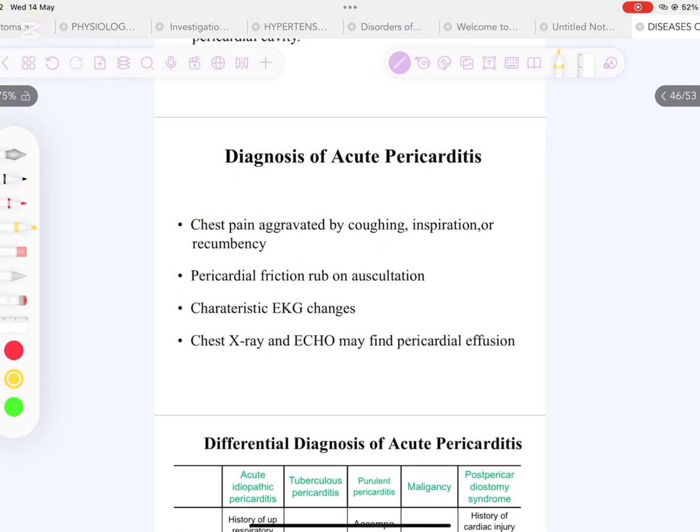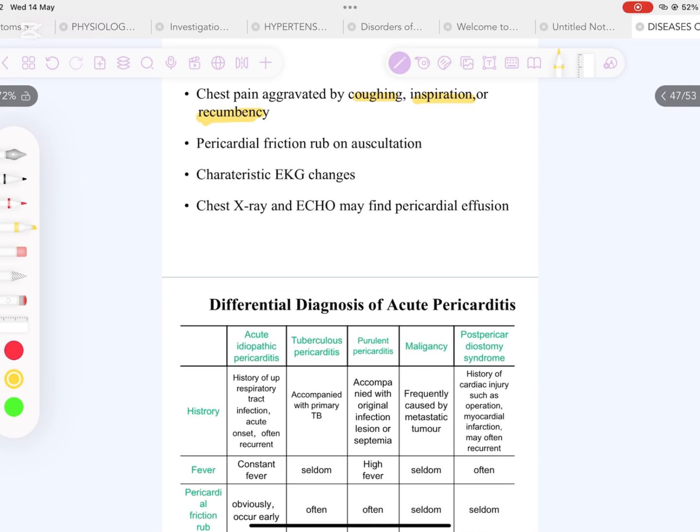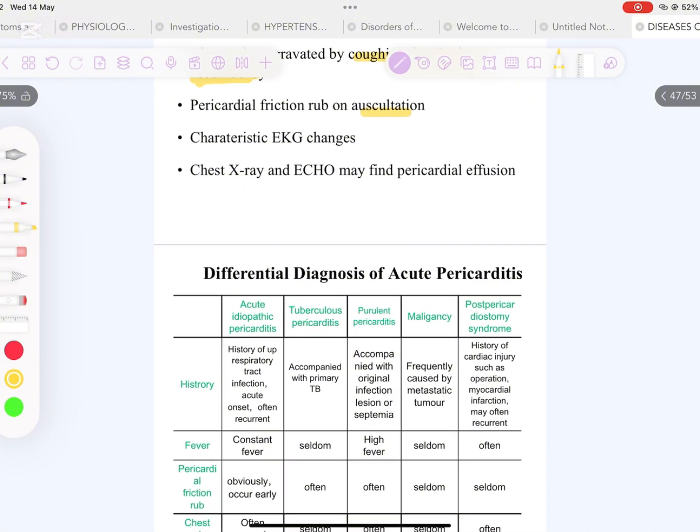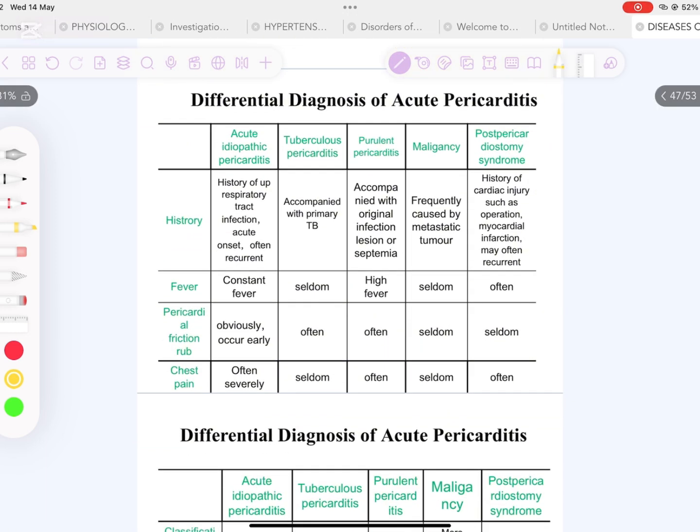Diagnosis of acute pericarditis: chest pain aggravated by coughing, inspiration, or recumbency, that is lying down on your back. Pericardial friction rub on auscultation. Characteristic echo changes. Chest X-ray and echo may find pericardial effusion. Now these are the differential diagnoses.